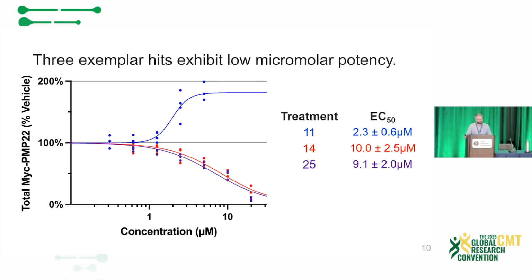Our top three compounds we're most interested in have very reasonable potency for this stage of the screen. Our 3 favorites have EC50 values of around 10 micromolar or less, with one compound, treatment 11, increasing total PMP22 levels by around 75%, while saturating concentrations of the other 2 compounds, 14 and 25, almost entirely abrogate PMP22 expression in these cultured cells.